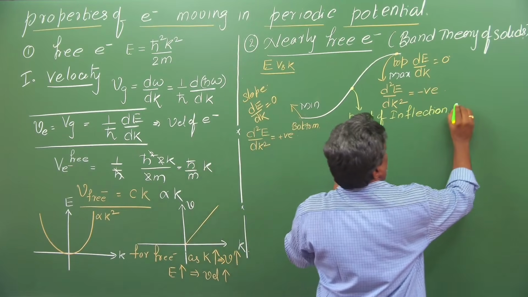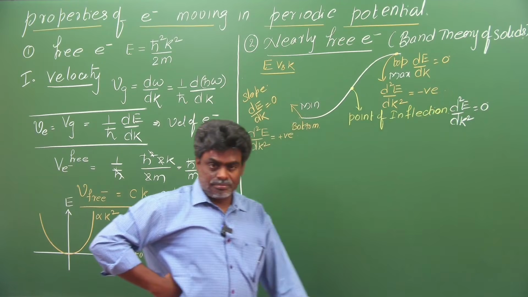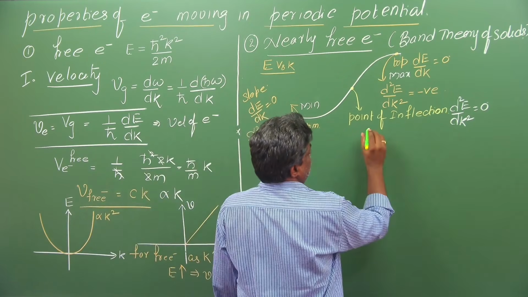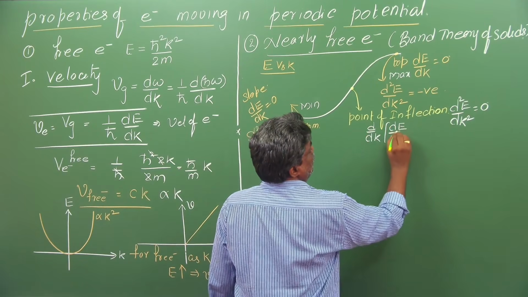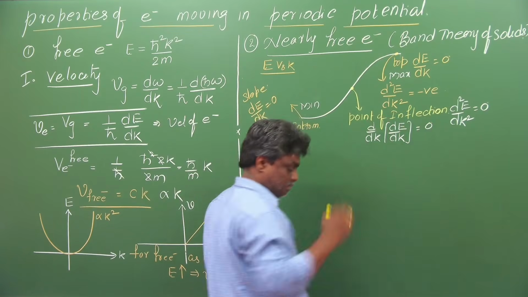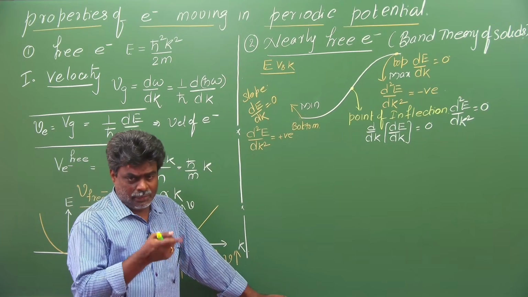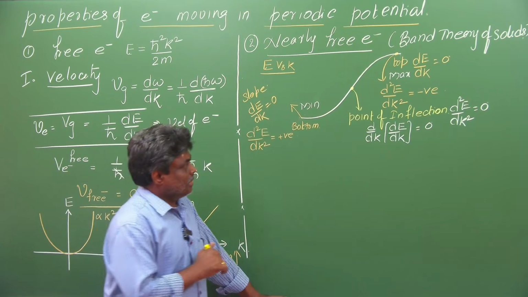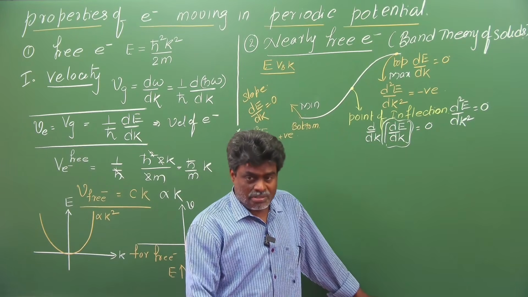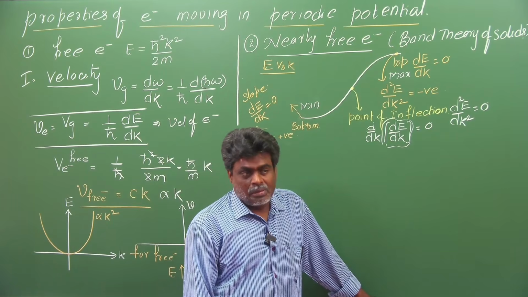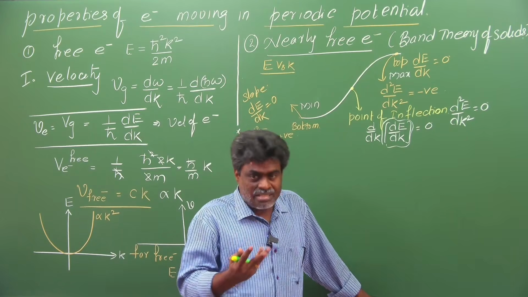So what is the meaning of a point of inflection? Come on, say. Now I want to take something: d by dk into dE by dk equal to 0. Then what about this? Okay, constant. But what is that constant? Differentiation of some function is 0. What is that function? Constant.